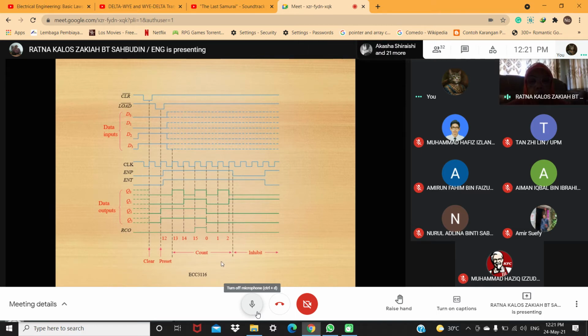Sorry, not that, the RCO here. 0, 0, 0, 0, and then it becomes 0001, right? For this clock, see here, this second clock here, positive edge. But it cannot count after 2 because at this point, this enable here becomes negative already. When this is negative here, it inhibits. Inhibit means it stops.